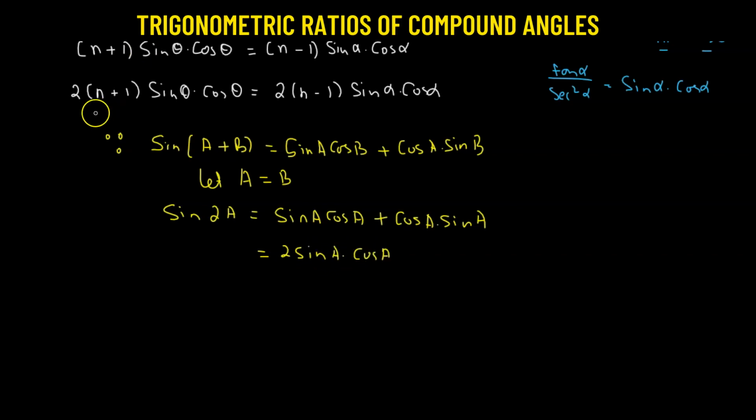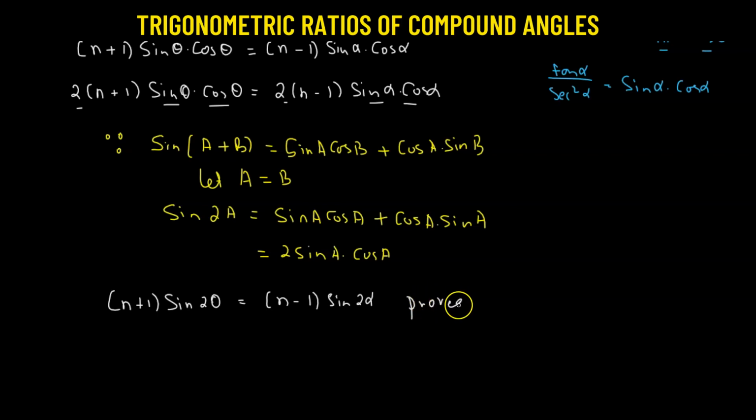Thus, we can say that 2 times sine theta cosine theta will get combined to give us n plus 1 times sine 2 theta. And on the right hand side we have 2 times sine alpha cos alpha, so that should get combined to give us n minus 1 times sine 2 alpha, and this is what we were asked to prove, hence proved.